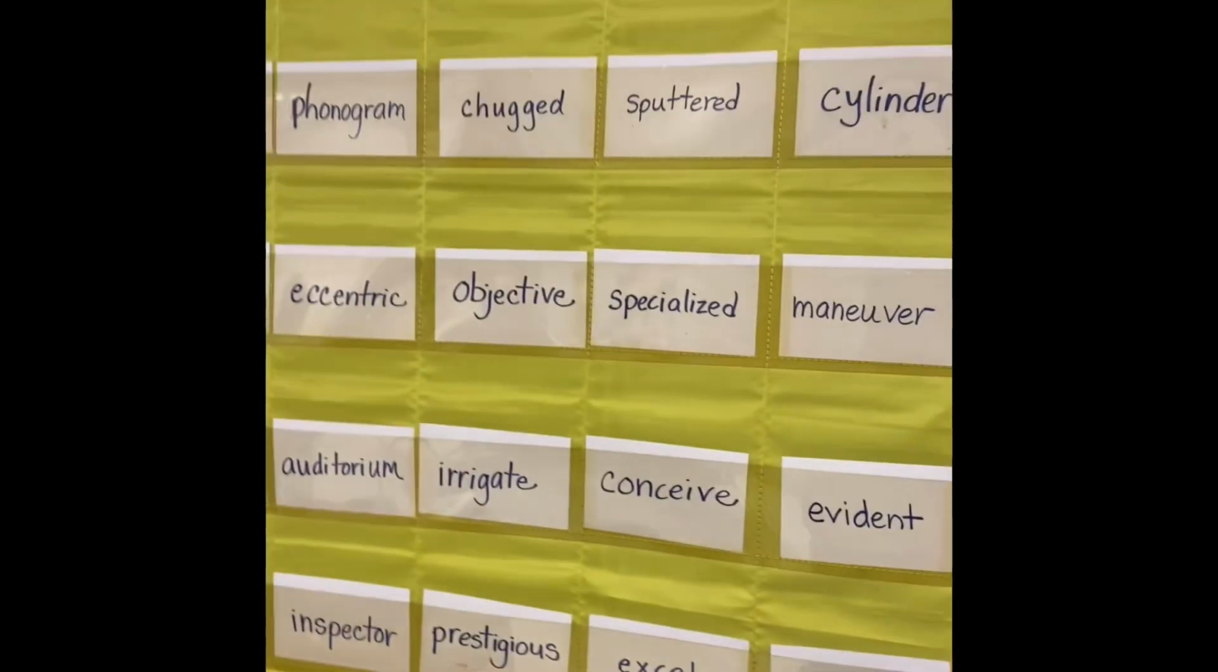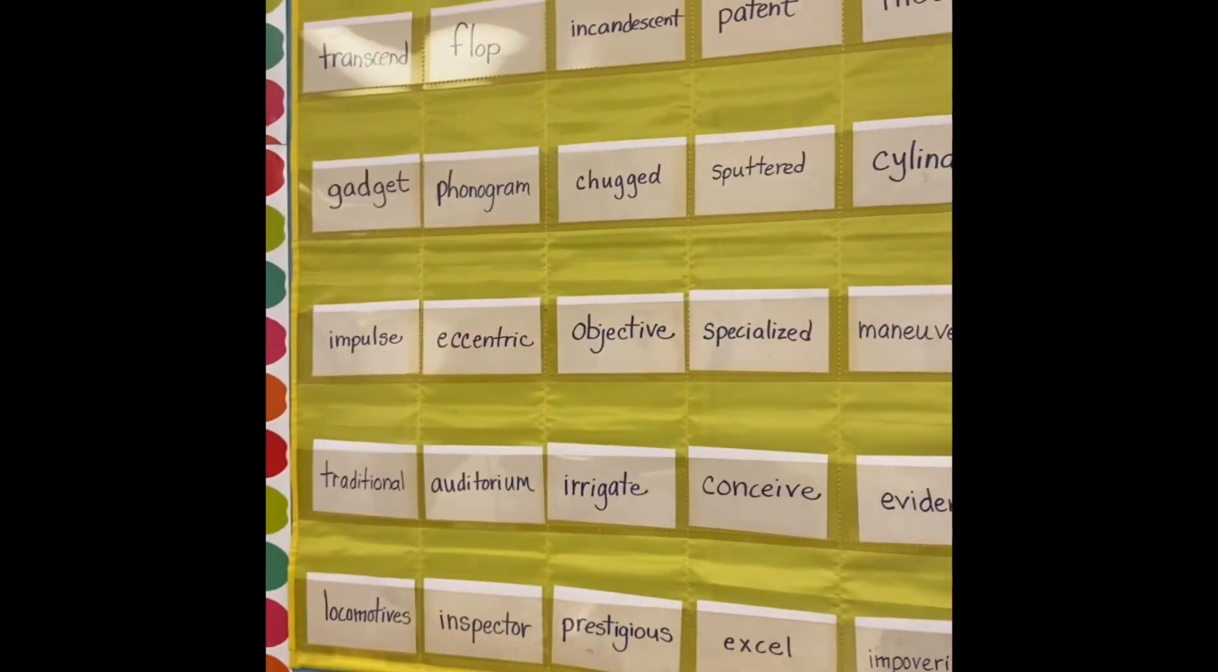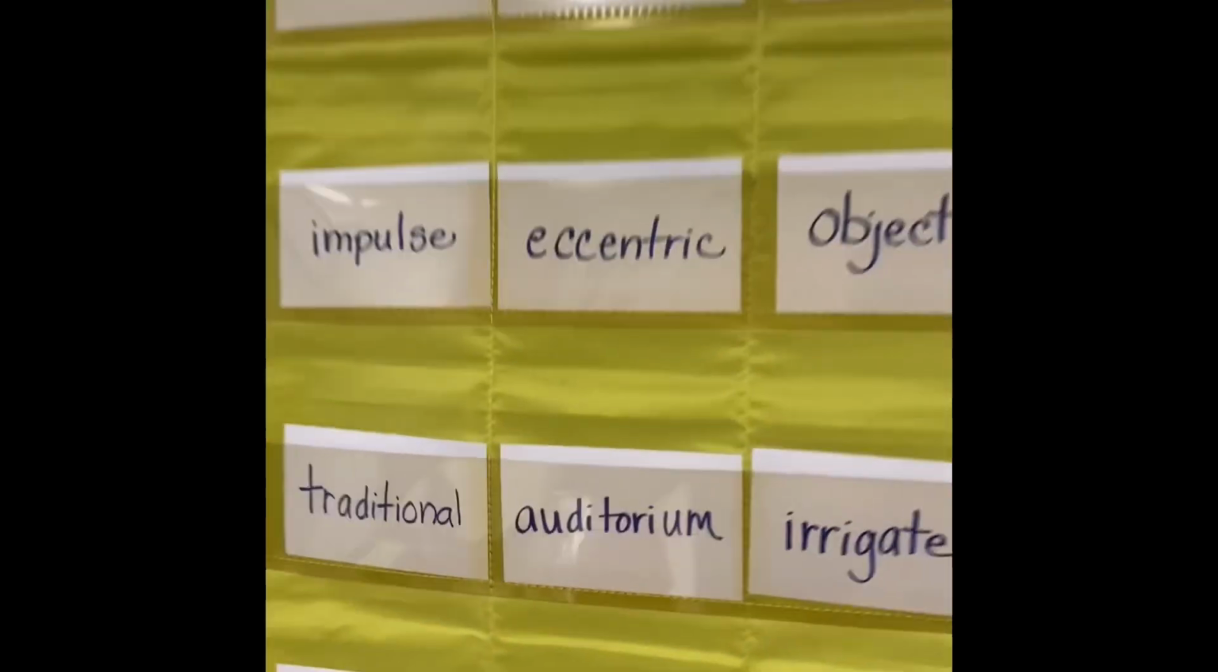Once we are done discussing all the words and the students practice them using the Frayer model graphic organizer, then those words I write down on an index card with their meaning behind it, and I post them on my vocabulary wall and they stay there for the rest of the week.